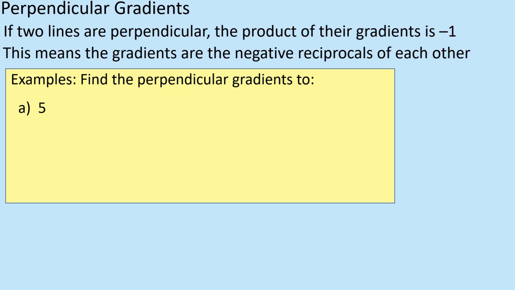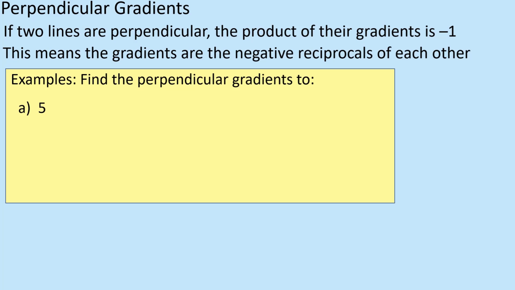If you've got something which has a gradient of 5, then the perpendicular gradient to it is going to be the negative reciprocal. What that means is the sign you've currently got is going to change, so the 5 is going to become a minus, and the reciprocal, and there's another lesson on reciprocals if you're not sure, is literally the number flipped upside down.